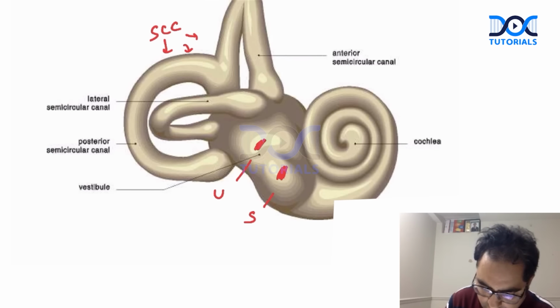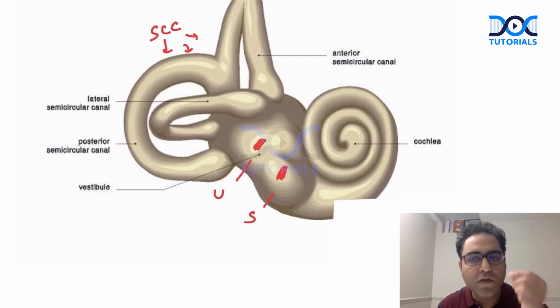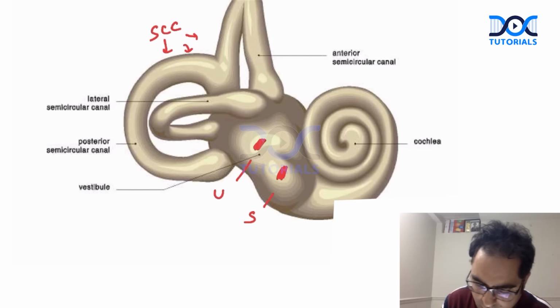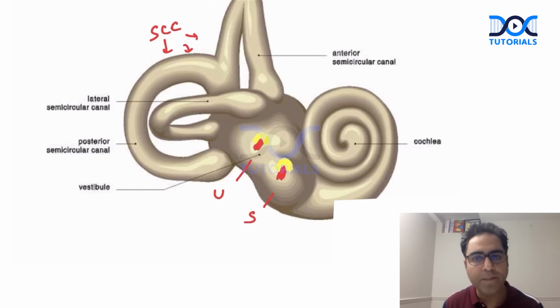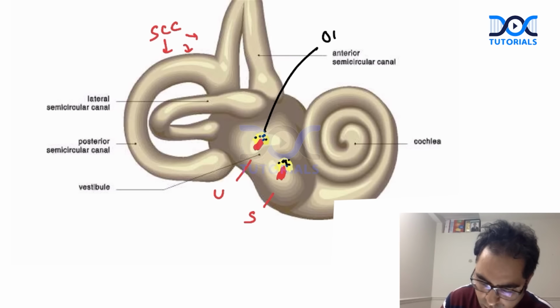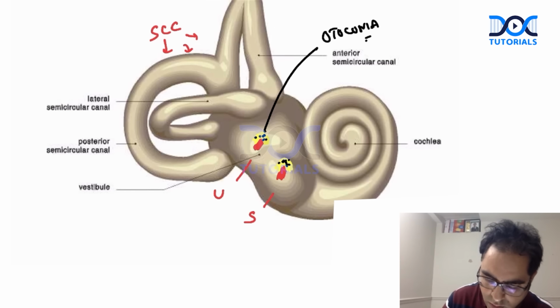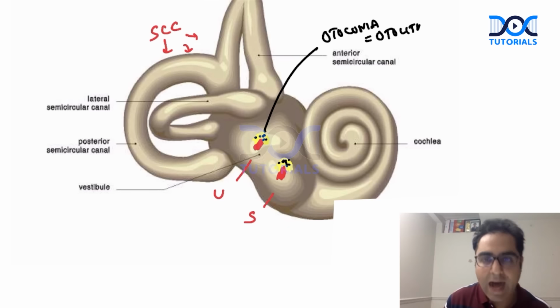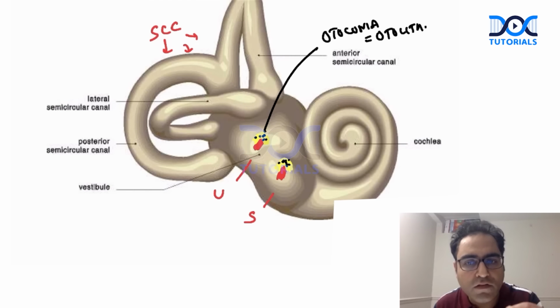Now, saccule and utricle have got the macula. What is this red thing indicating? Macula is the sensory end organ of the utricle and saccule. My dear friends, the macula is covered by a gelatinous layer. This yellow is the gelatinous layer on top of the macula. In this gelatinous layer, we have calcium carbonate crystals, which are called otoconia or otolith.